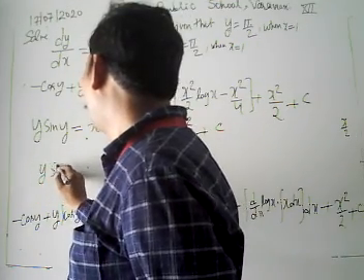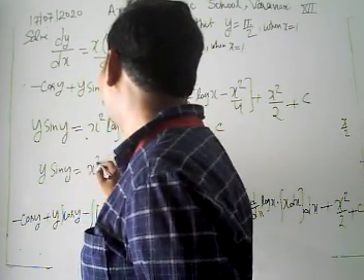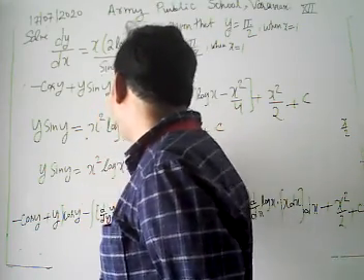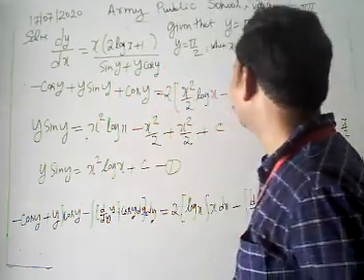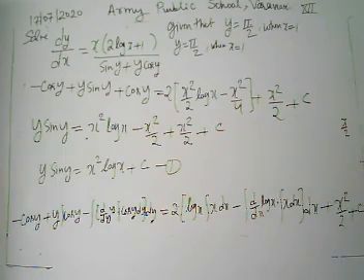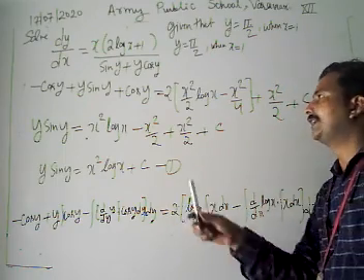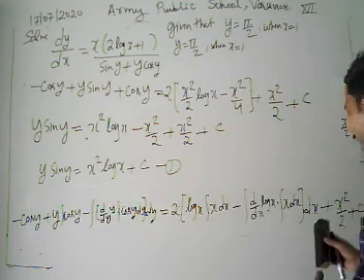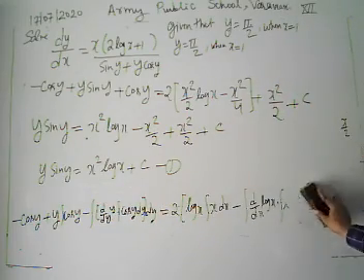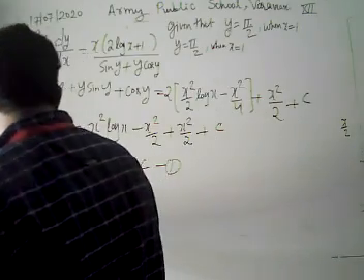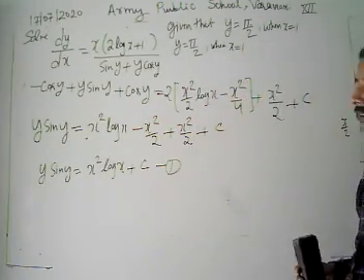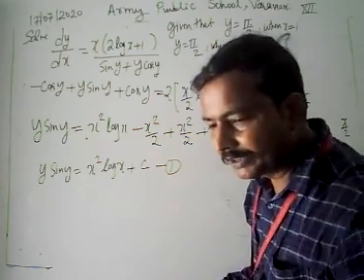Now we have y sin y is equal to x square log x plus c. We take this as equation 1. Now after solving it, we have the differential equation with y sin y plus x square log x plus c. Look, when we are given a condition, then we have to find its particular solution.